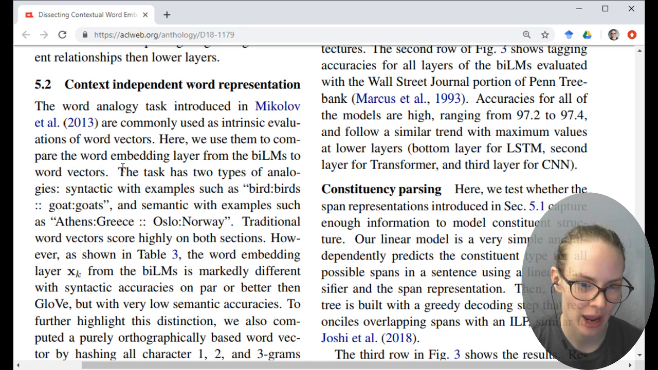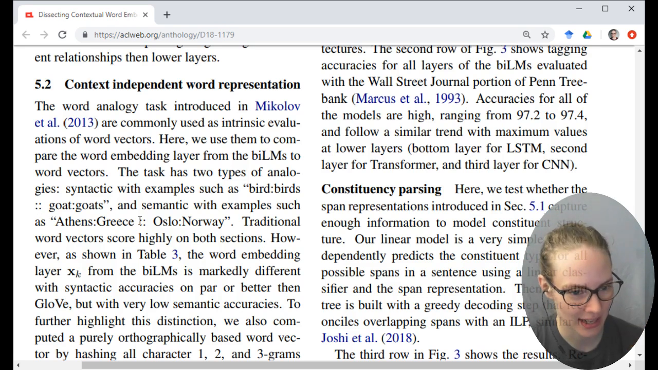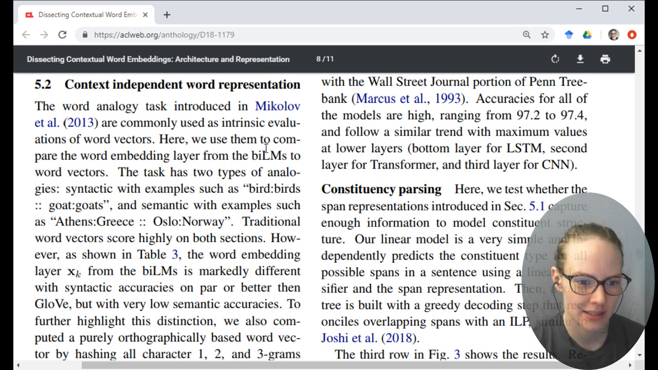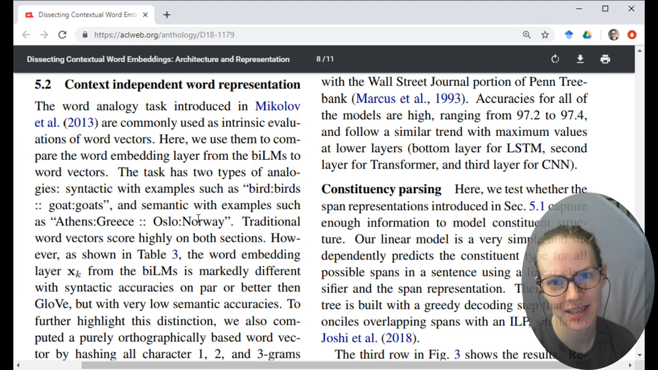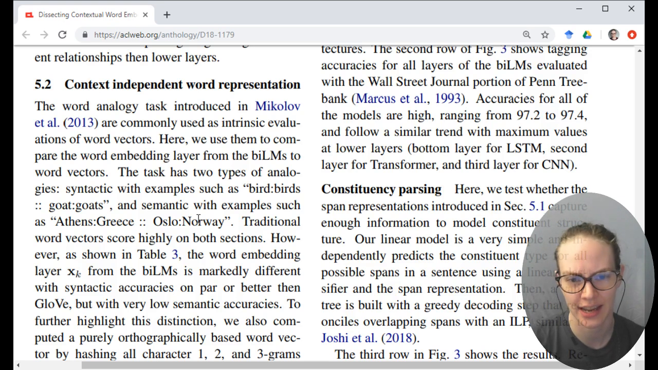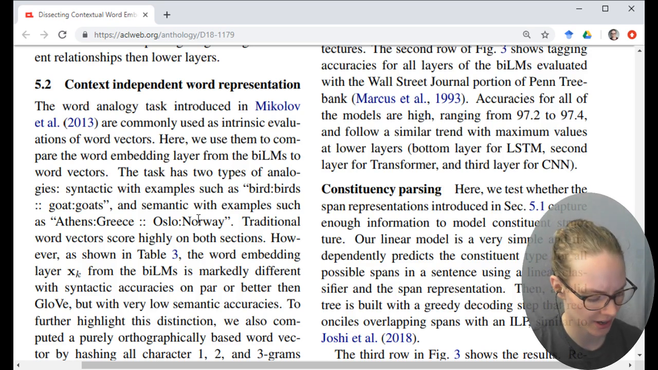The task has 2 types of analogies. Syntactic, with examples such as bird, birds. So bird is to birds as goat is to goats. And semantic, with examples such as Athens is to Greece as Oslo is to Norway. So here we have singular, plural, bird, birds, goat, goats, and capital country. This used to be something on the SAT, but they have removed it. The SAT is a standardized college entrance exam, very popular in the US.